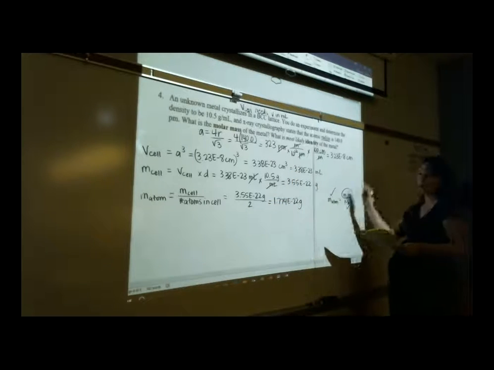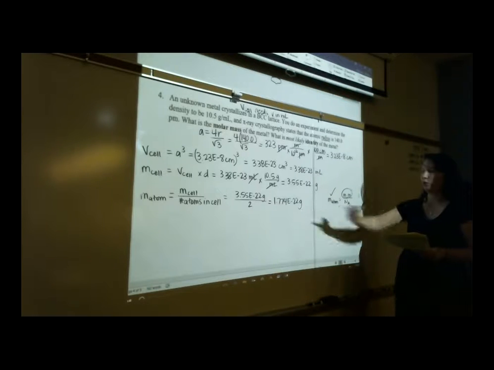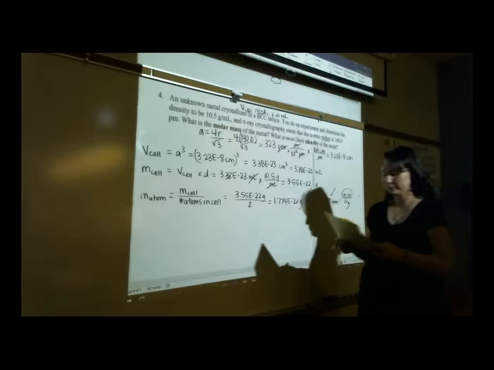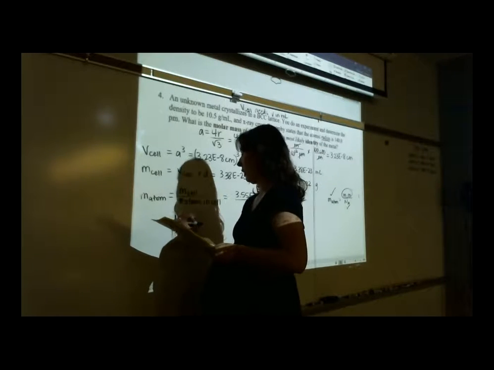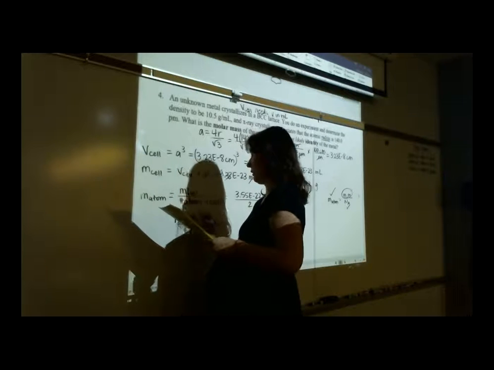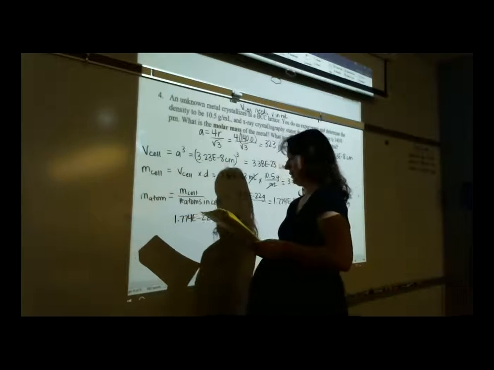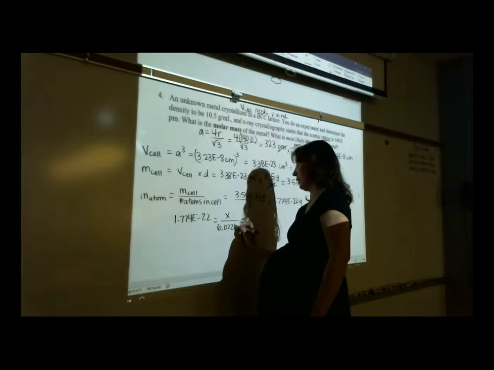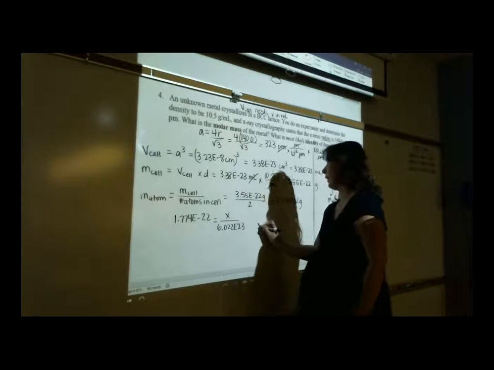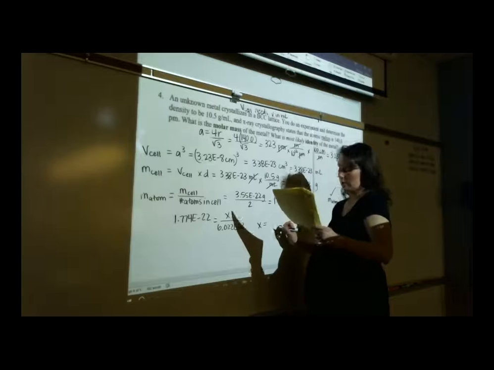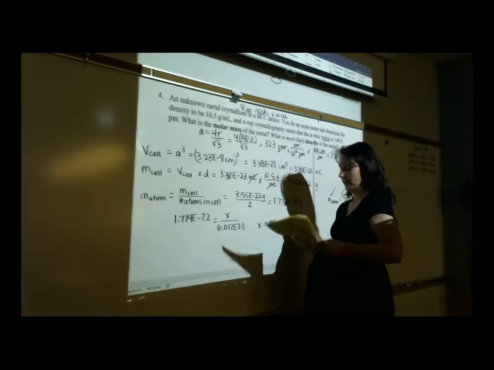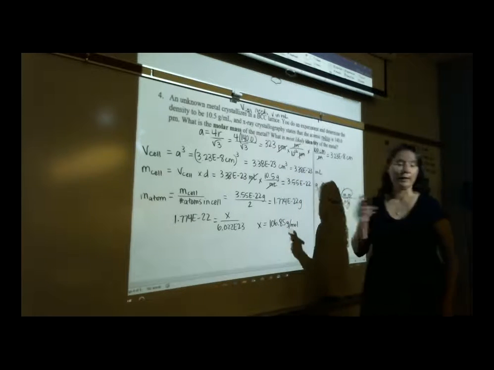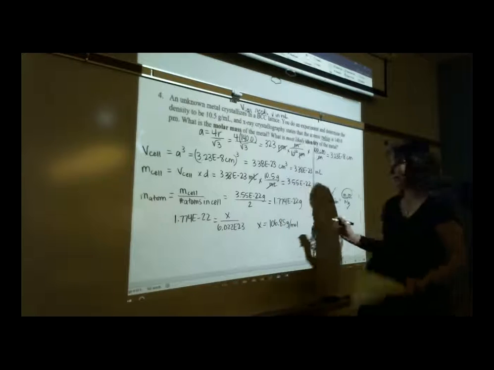And now we just use this relationship. If I know the mass of an atom, which I do, and Avogadro's number is a constant, then I can solve for molar mass, right? So 1.774 times 10 to the negative 22nd is equal to x over 6.022 times 10 to the 23rd. I got x equals 106.85 grams per mole. So looking at the periodic table, that is most likely palladium.